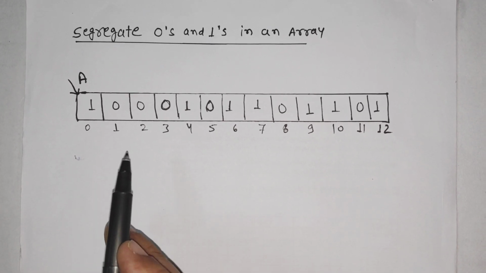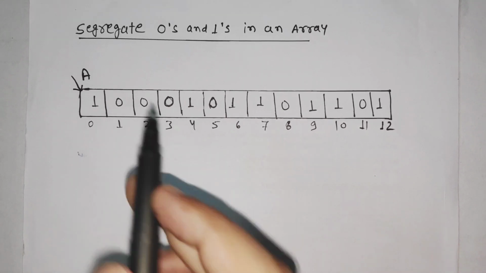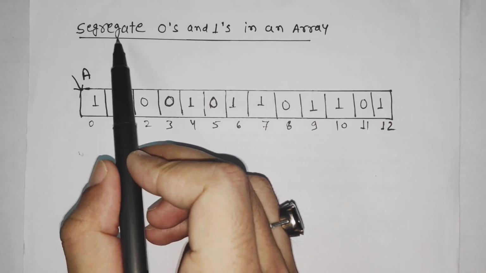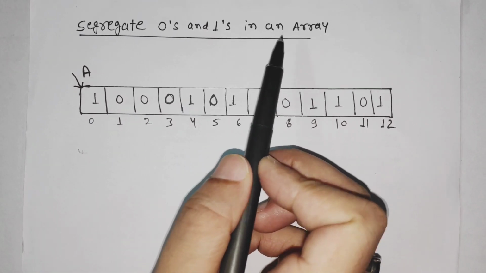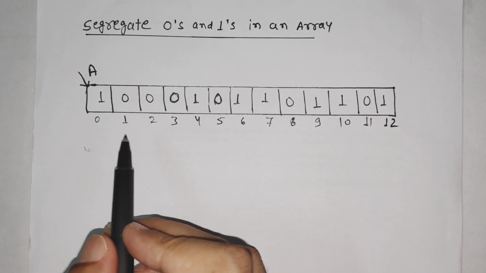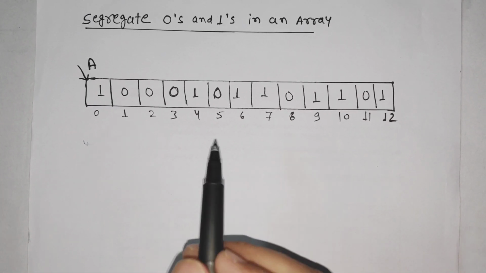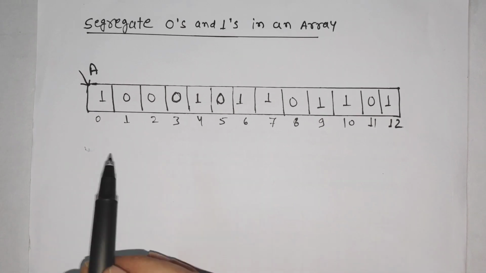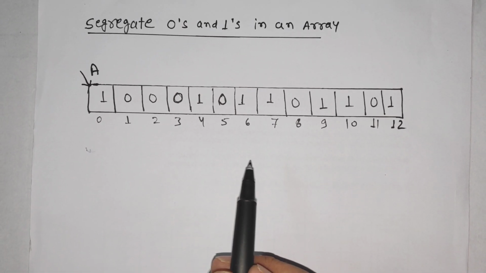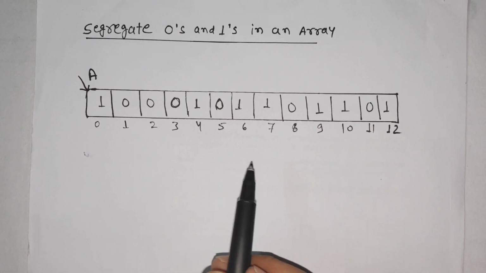Now let's see a problem. This problem has been asked in many interviews. So in this problem we have to segregate zeros and ones in an array. It means we have to sort the array which contains zeros and ones, meaning 0 should come before 1. There are many approaches to solve this problem.